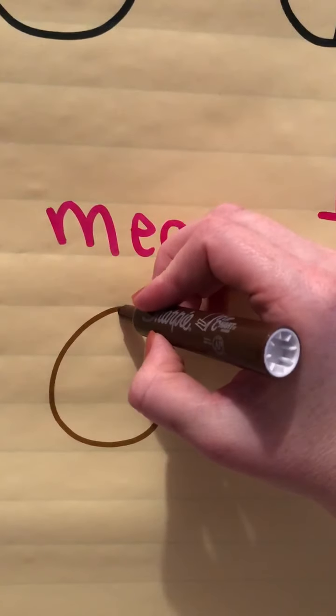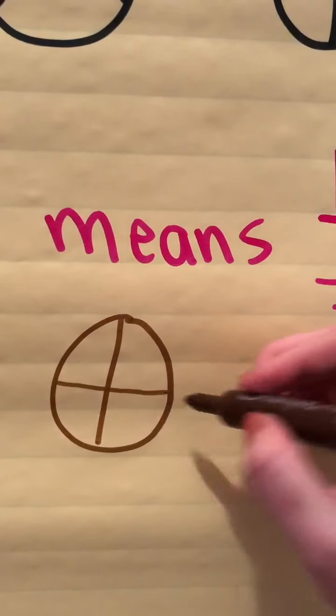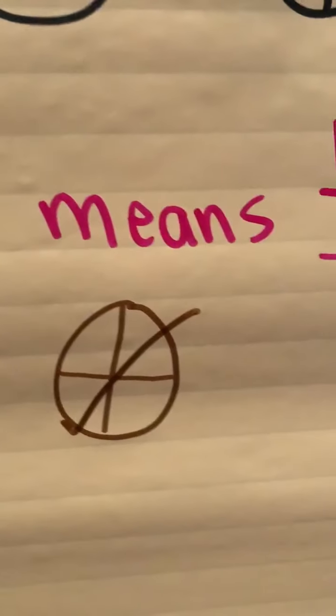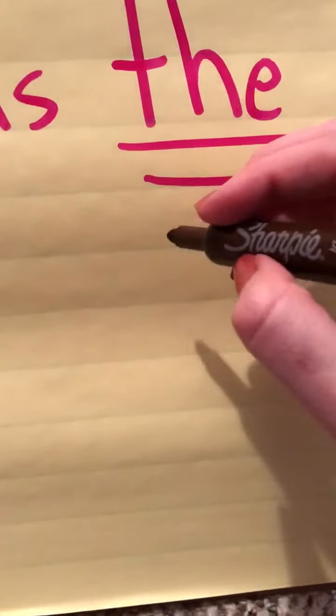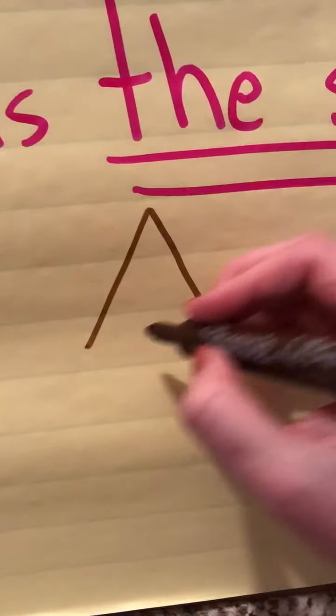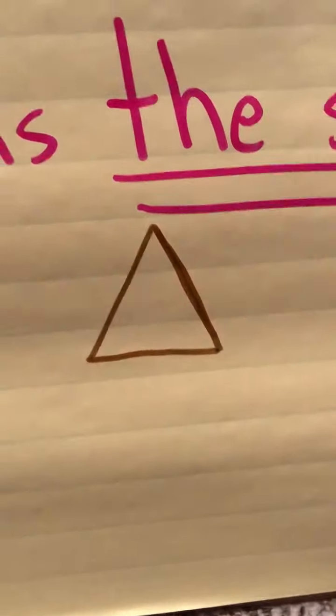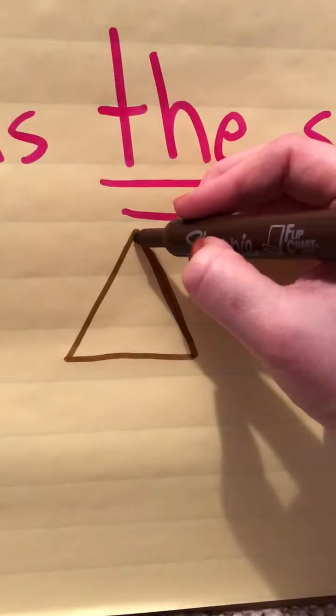Let's see. We've just baked an apple pie, and I'm going to share it with 3 friends. That looks pretty equal to me. So that would be equal. But what about this? Because fractions don't just have to be about circles and circular foods and shapes. Here's a triangle.